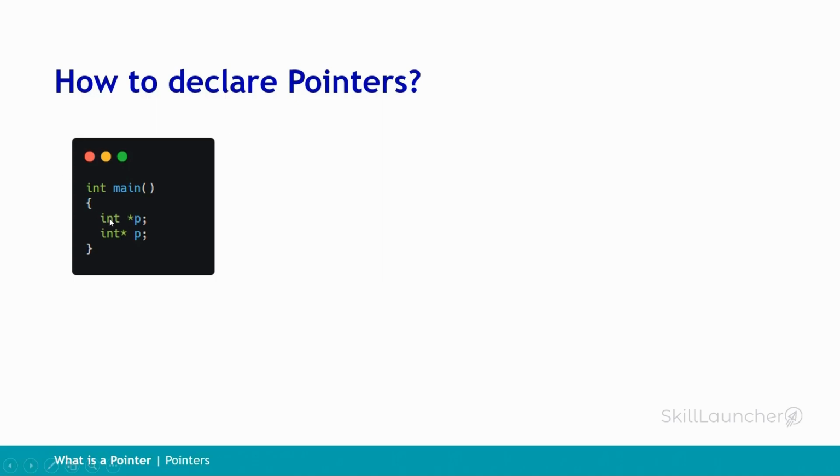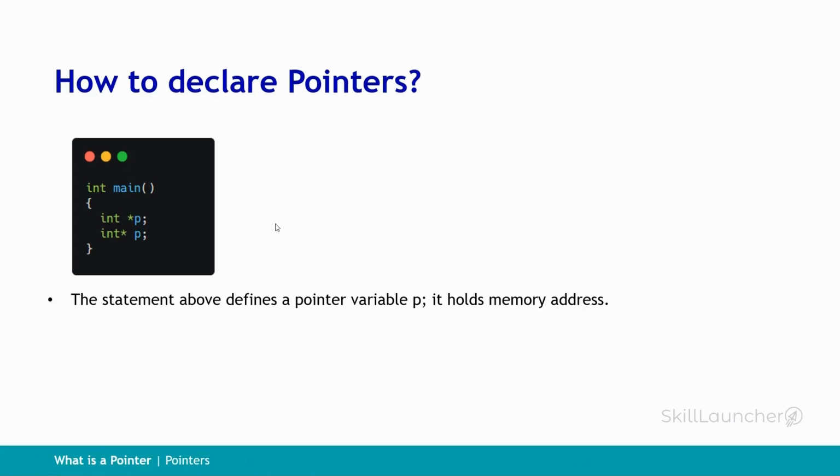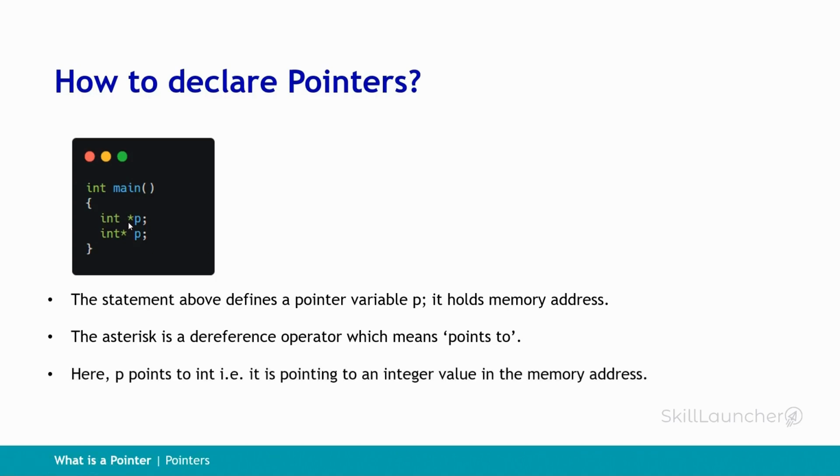integer. Now we can use this star either with p or with int, no matter where the space is. It means the same. Here the statement defines a pointer variable p. It holds a memory address. The asterisk is the dereference operator used here, which simply means it points to. Now here p points to a type of integer. That is, it is pointing to an integer value in the memory address stored in variable p.